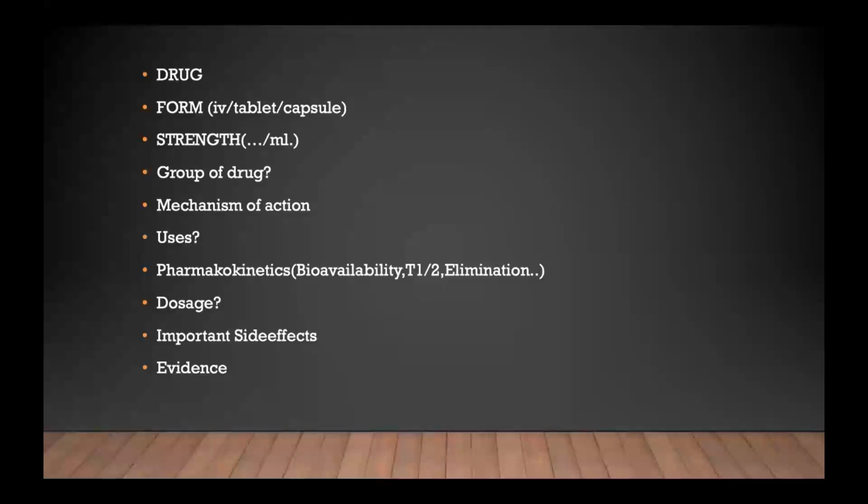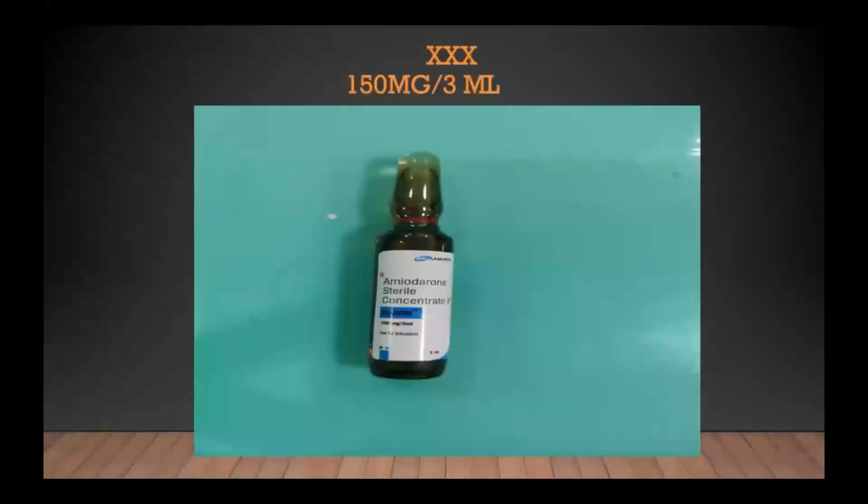So I have incorporated a few important drugs from each category. I will present the first drug myself, and following this, I would like to have a very good interactive session over here. So I'll hand over the rest of the drugs to you.